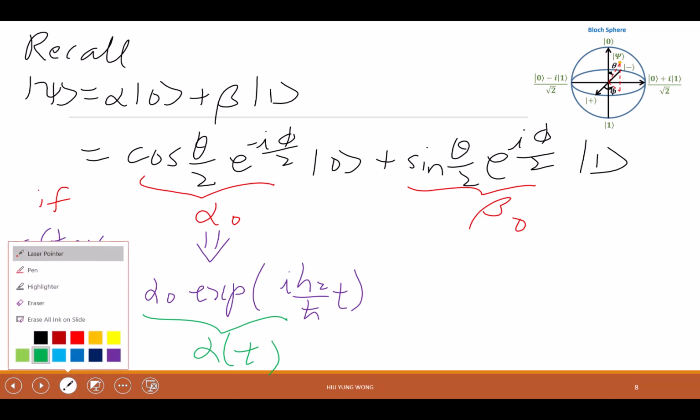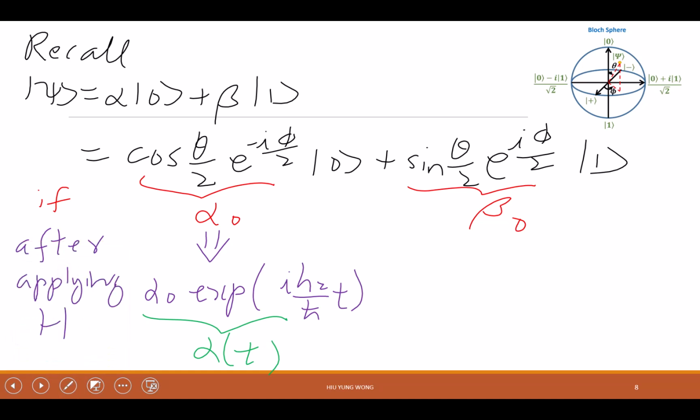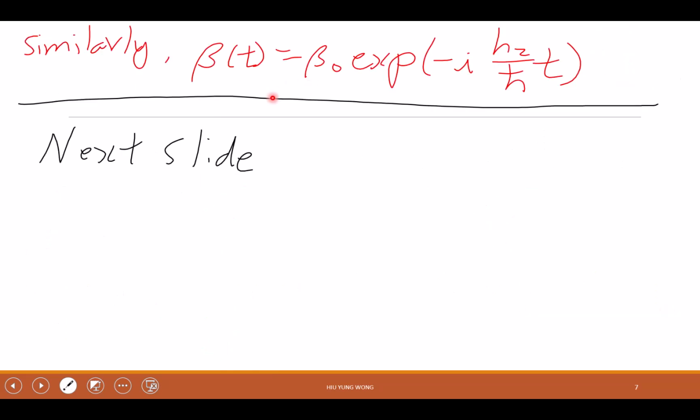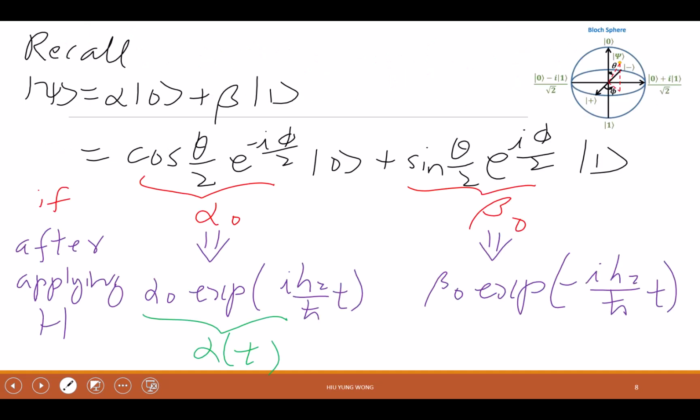Then, of course, after I apply the Hamiltonian for time equal to t, alpha 0 becomes this, right? What happened to beta then? Can someone tell me? It was beta 0. What happened? Same thing: it's beta 0 times the exponential of negative i Hz divided by h bar t. Because I told you that beta of t is equal to beta 0 times this whole term after I apply the external magnetic field, the Hamiltonian. So this one becomes this, right?